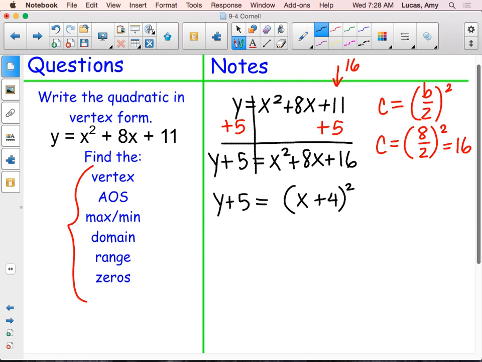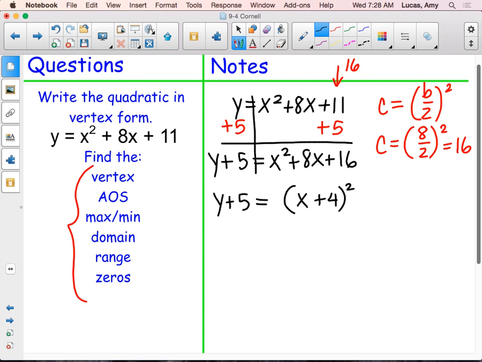Remember, if you FOIL x plus 4 times x plus 4, you will get that middle term of 8x. So x squared is x squared, 4 squared is 16, and then that middle term comes from if you FOIL it.